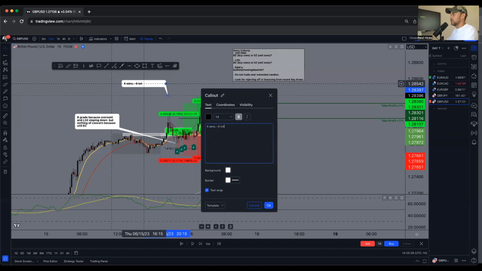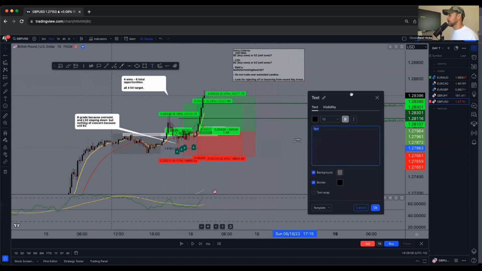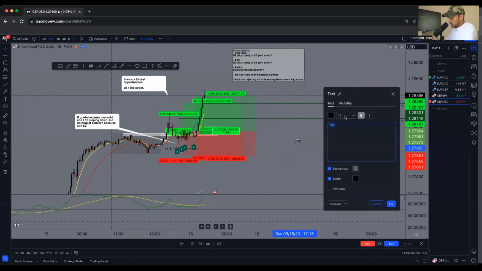6 total opportunities. All 4 hit target. So let's see, 8, 9, 10, 11, 12, 13, 14, 15. That's a week. So you get 5% with this backtesting data. I already hit 5%. I'm going to write this down, just so I'm keeping track. So I have the first week, June 8th, made, it's over 5%, but we'll just call it 5%.